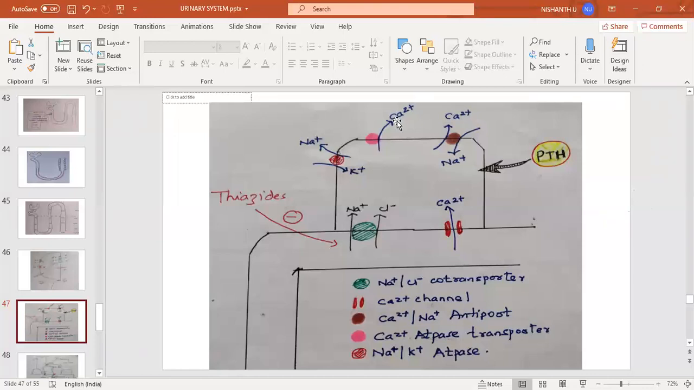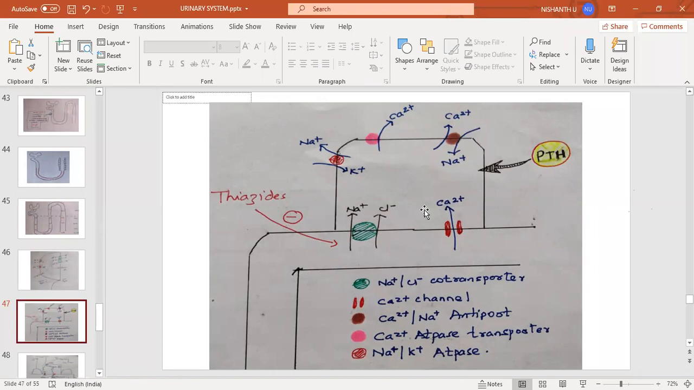So finally, what I am trying to tell is that calcium enters the cell through the calcium channel and then moves out of the cell with the help of the calcium ATPase transporter, and along with that, calcium can also move out with the help of the calcium sodium antiport. We call it an antiport because it is not moving in the same direction. It is moving in the opposite direction. Calcium is moving in this direction, sodium is coming in the opposite direction, so we cannot call it a co-transporter. We are supposed to call it an antiport. So finally, calcium is moving out.